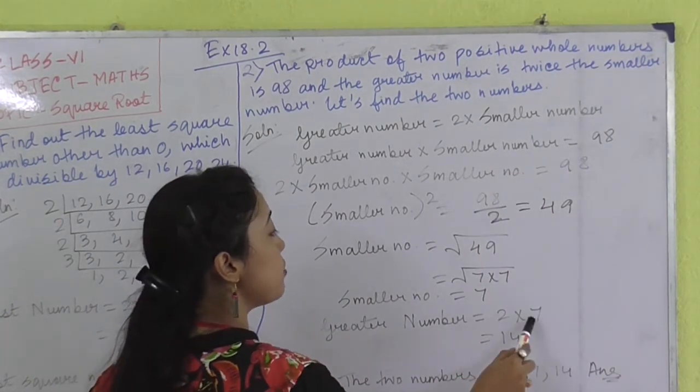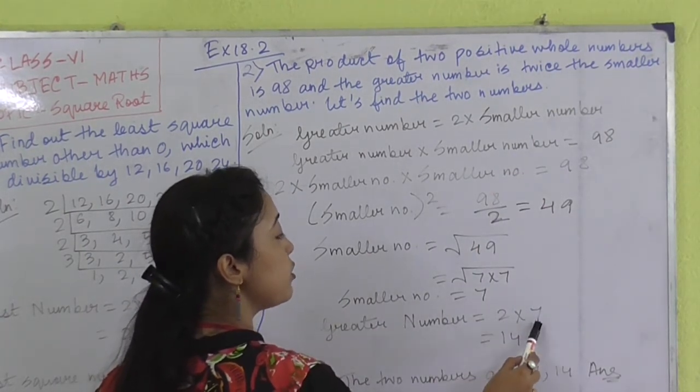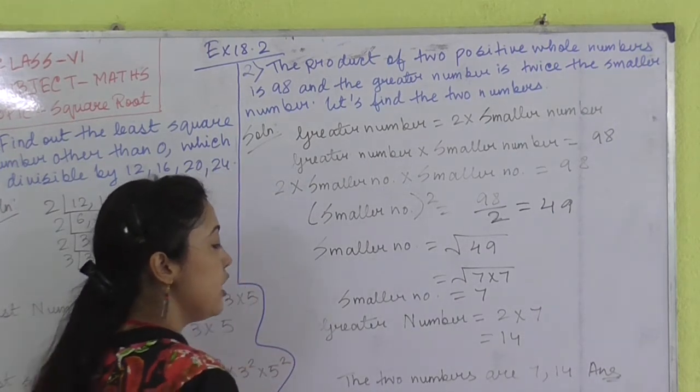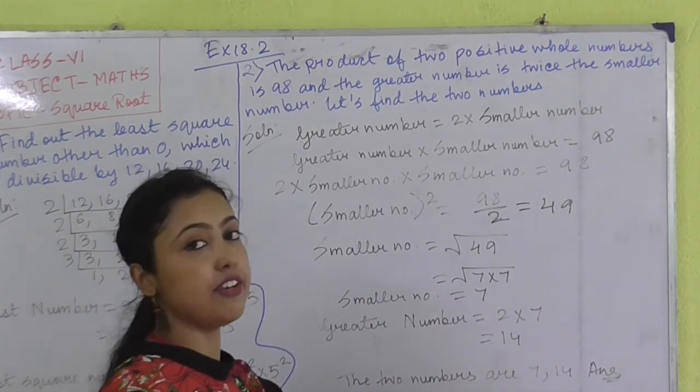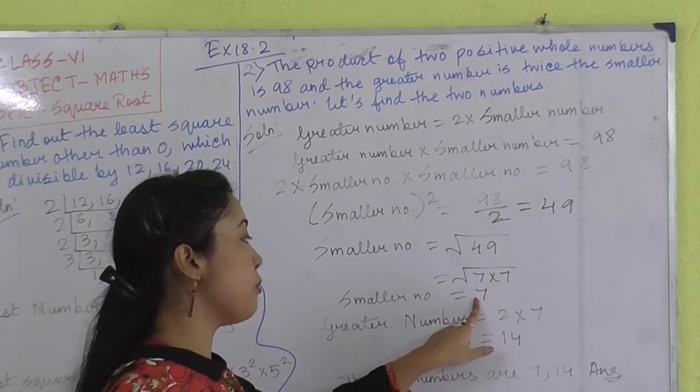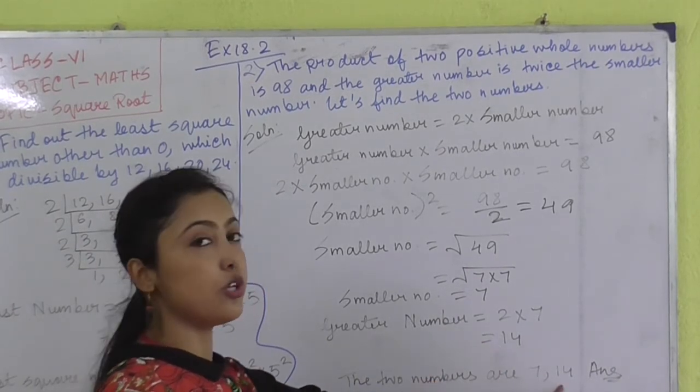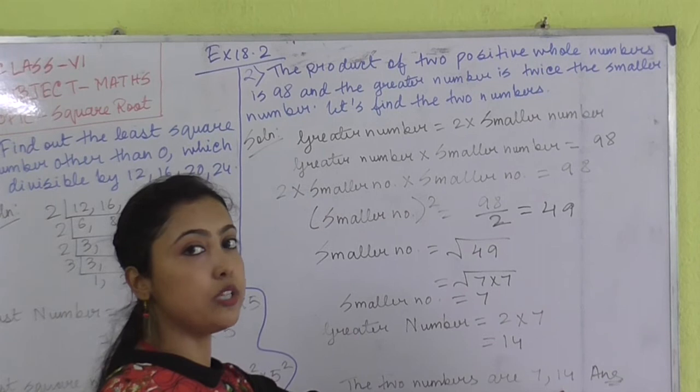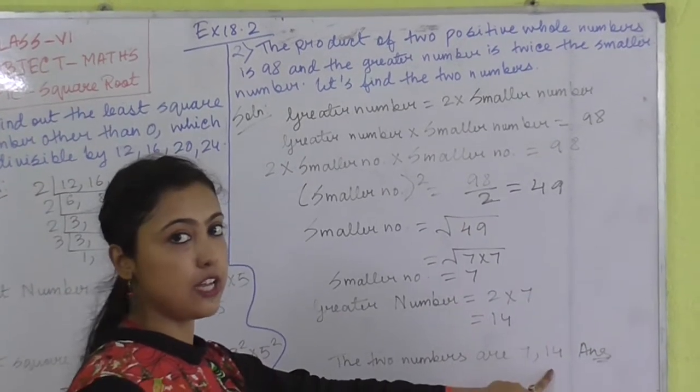So 2 into the smaller number, 7, is 14. So the two numbers are 7 and 14. 7 is smaller and 14 is greater. In this way we have got the two numbers. I think this problem is clear to you.